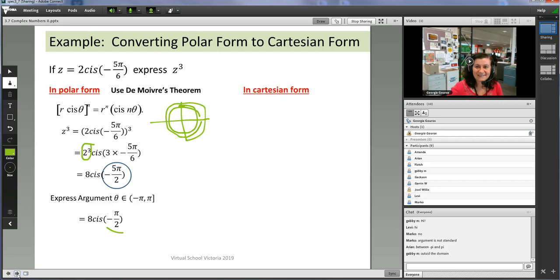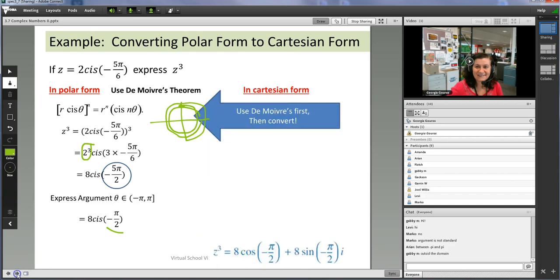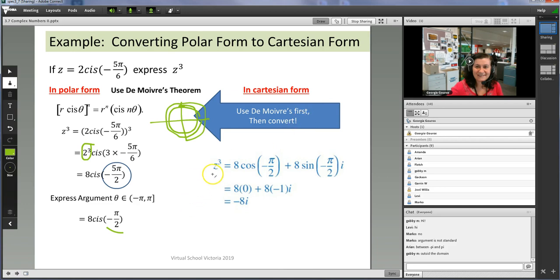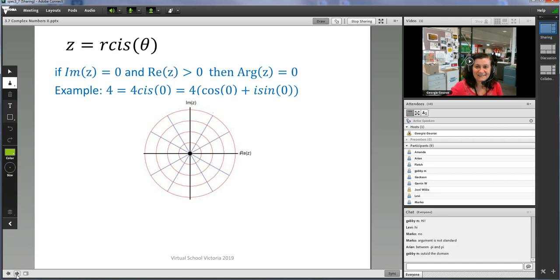Now I might want to convert it to Cartesian form for my final answer. So in Cartesian form, 8 cis negative pi on 2 expands to be 8 cos of negative pi on 2 plus 8 sine negative pi on 2 times i. So I just simplify all the components. The real part is 8 times 0, and the imaginary part is 8 times negative 1 times i. So in Cartesian form, z cubed, I could find the answer quite easily. Or I can simplify the final answer in this case.